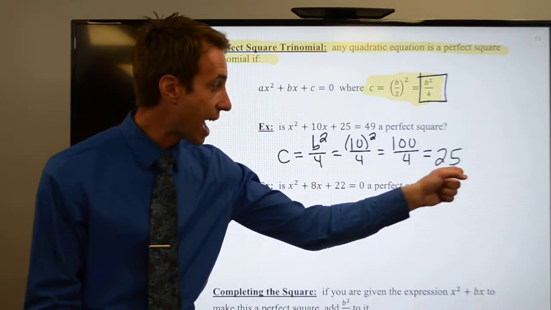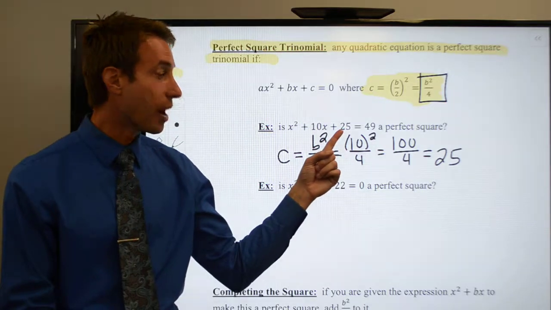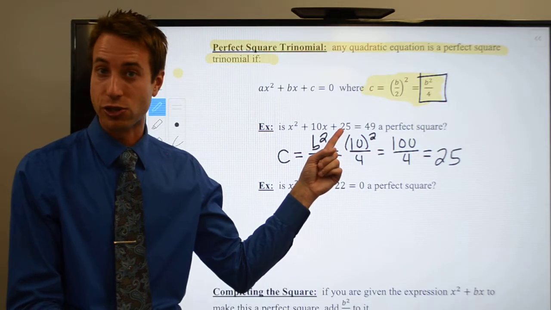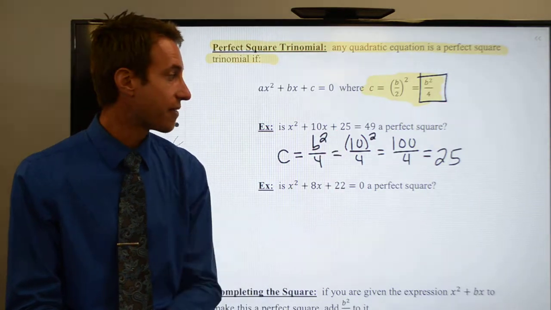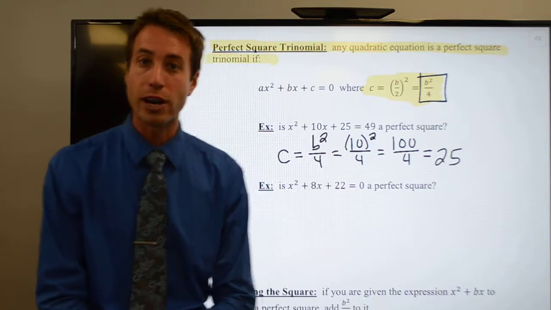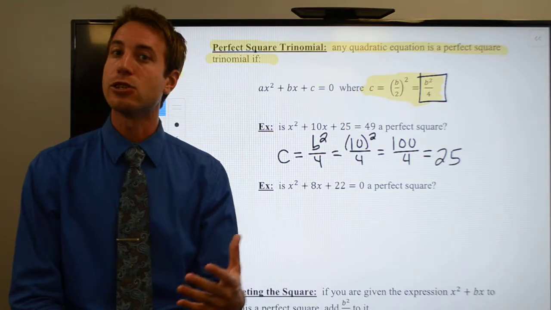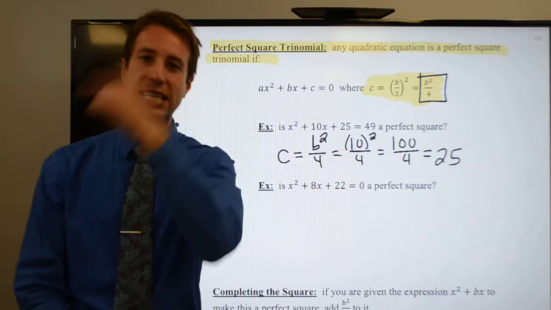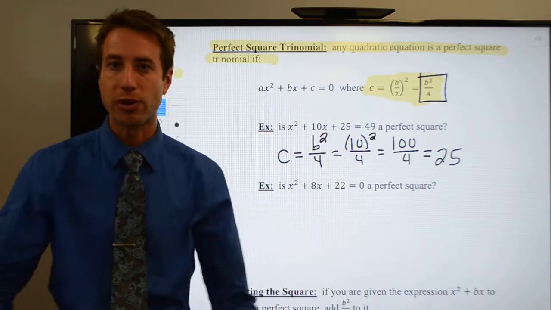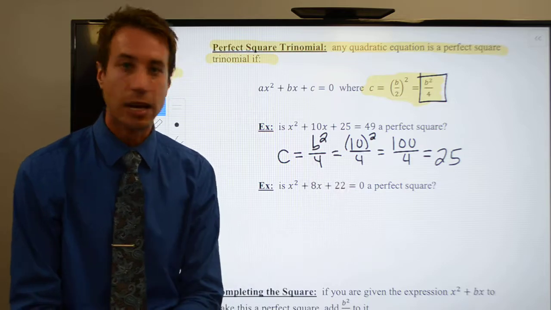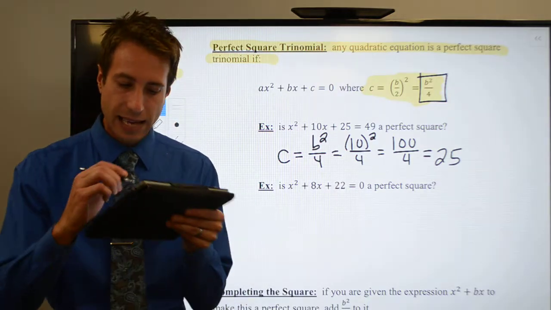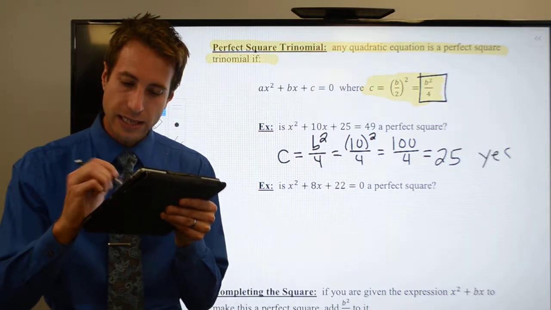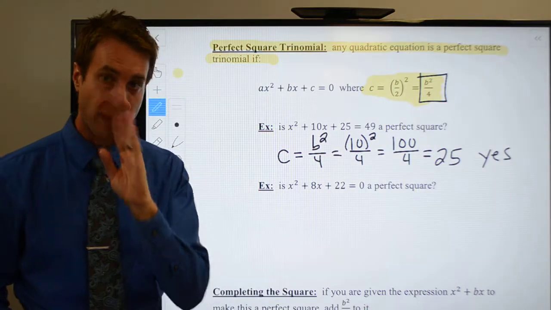And that is exactly what I have in my position for C. It's a 25, which is why this is a perfect square trinomial. I can then factor it into two binomials and then use the square root property, just like we did in the previous page of the notes on those super easy problems. This one would be no different. So yes, this one is a perfect square trinomial.